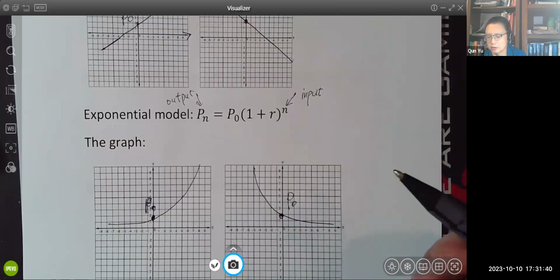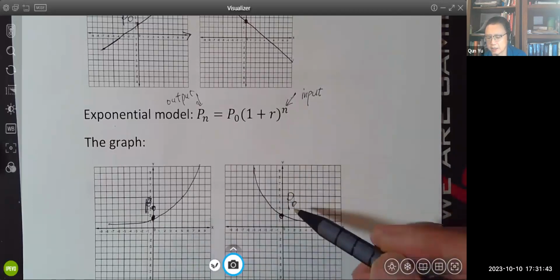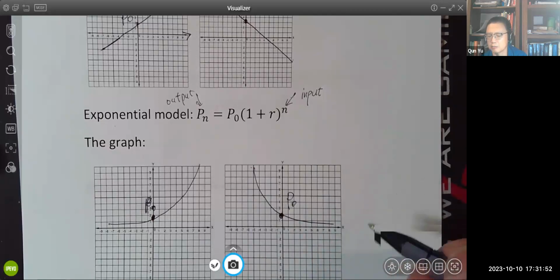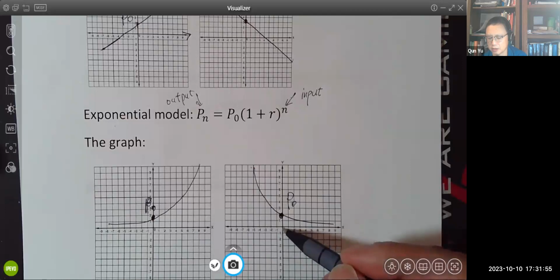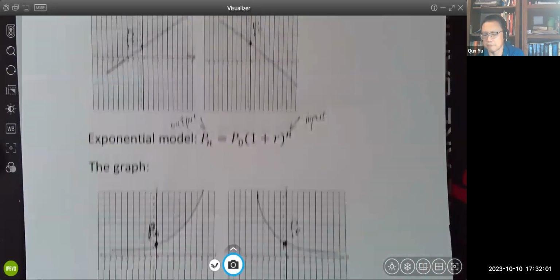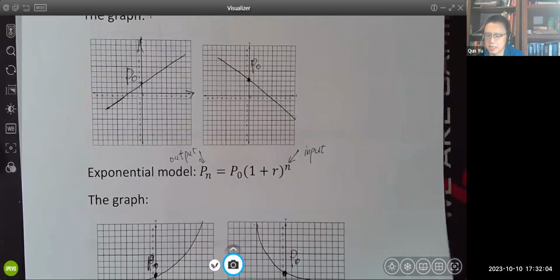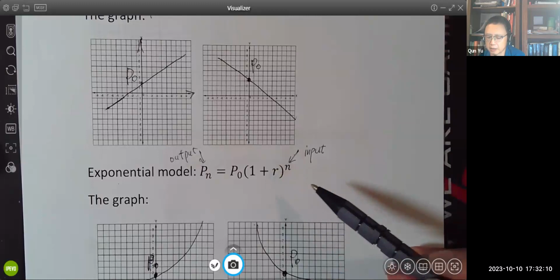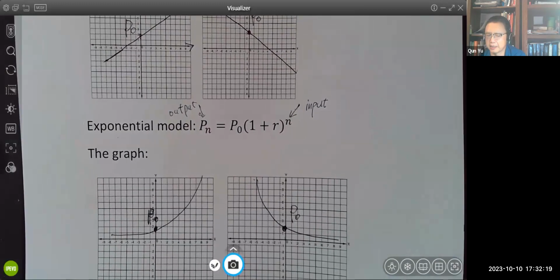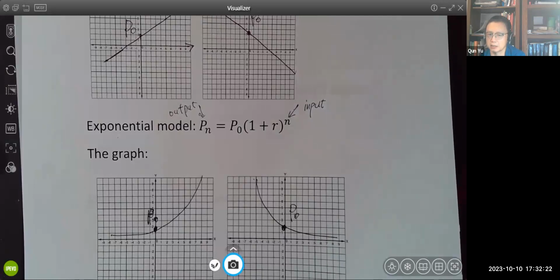In our model, we don't deal with negative input. So you may wonder why this initial value starts from here. The definition of the initial value is the output value when the input is 0. Input 0 is here, and this is the output value. And this is the graph for an exponential model. It's a smooth curve. It can only go up or only go down, depending on whether this percentage is positive or negative. But it never changes direction anywhere in the middle of the curve. It's monotonically going up or monotonically going down. A smooth curve. That's the exponential model graph.